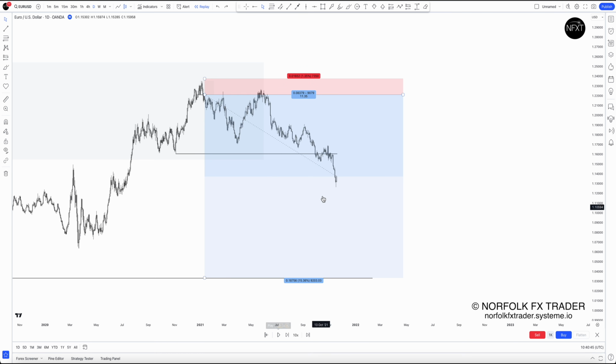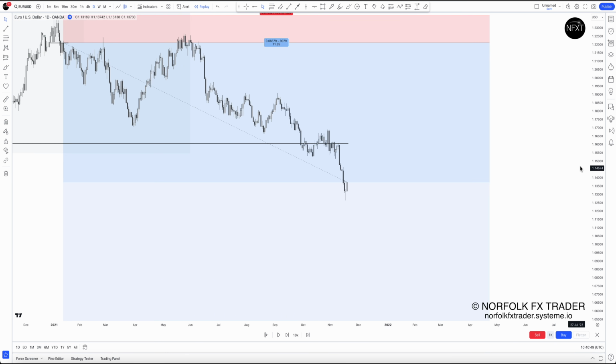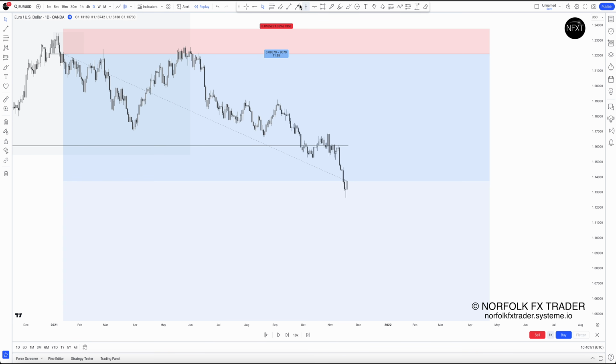So we're looking for a break, so we get a nice breakout again. So now we understand the market's bearish. What we can start looking for here is those pullbacks. So we have the internal structure. So we have another break of structure here.